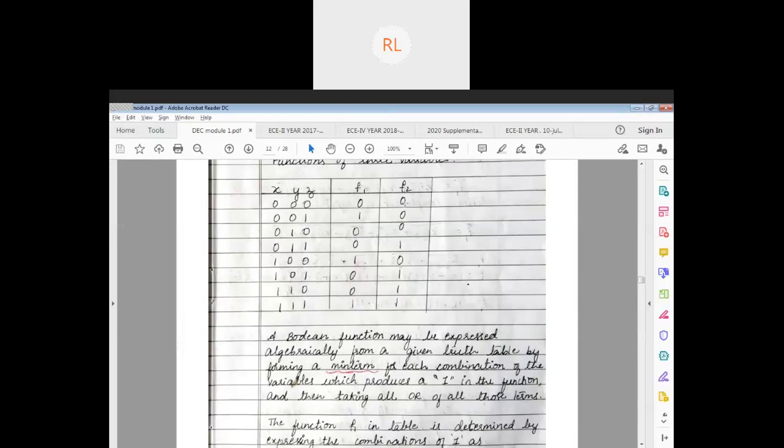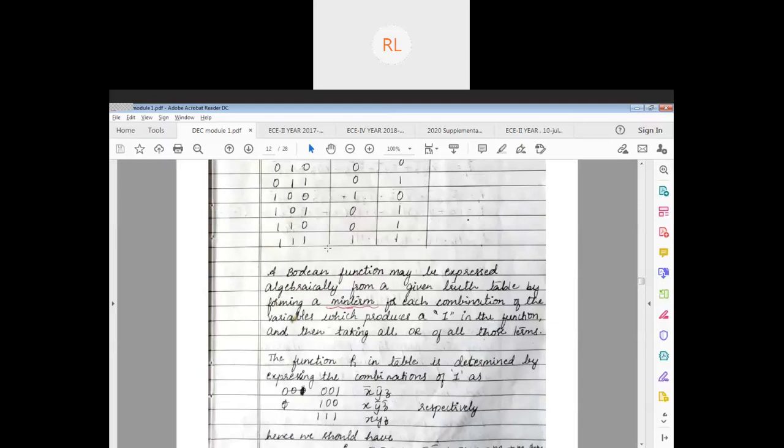What I want to convey here is how we are going to form an equation with f1 and how we are going to form an equation with f2, function 1 and function 2. As usual, you know your combinations towards the left hand side, from 3 zeros till 3 ones: 0, 1, 2, 3, 4, 5, 6 and 7. It is just like your 8, 4, 2, 1 combination.